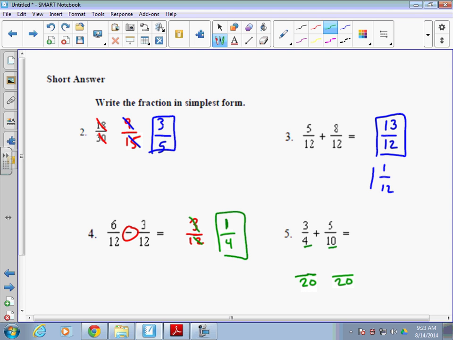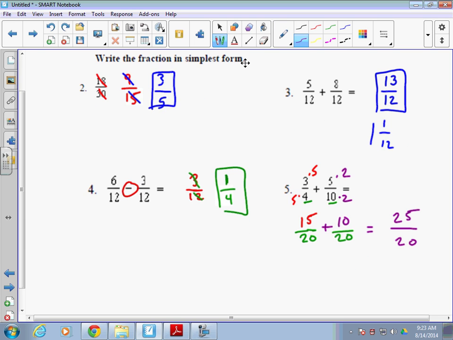You have to multiply 4 by the number 5 to get 20, so multiply 3 by 5 to get 15. You have to multiply 10 by 2 to get 20, so multiply 5 by 2 to get 10. Now you have a common denominator, which is 20. 15 plus 10 is going to be 25 over 20. Again, that's not simplified because the number 5 goes into both of those numbers. 5 times 5 is 25, and 5 times 4 is 20. This is an improper fraction, 5 over 4, but it is simplified.